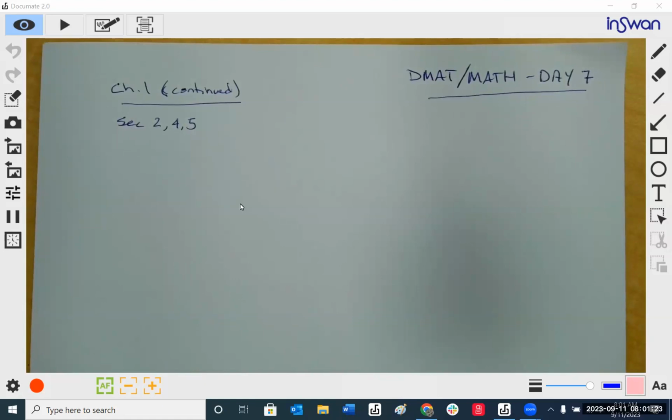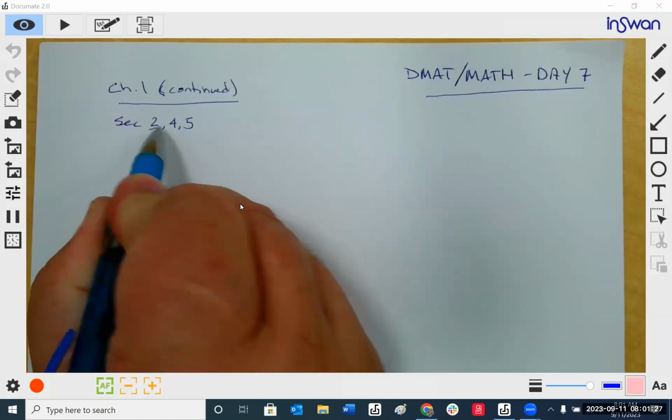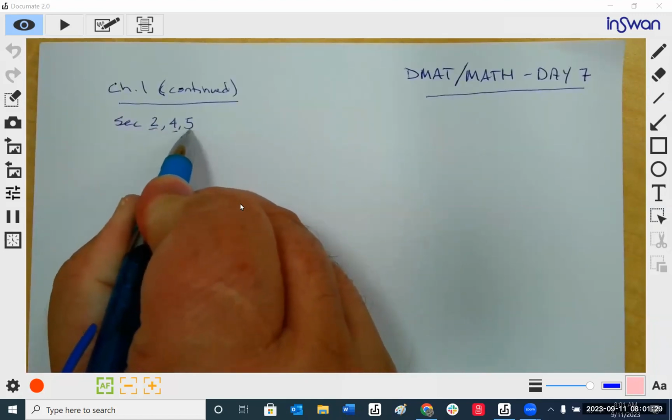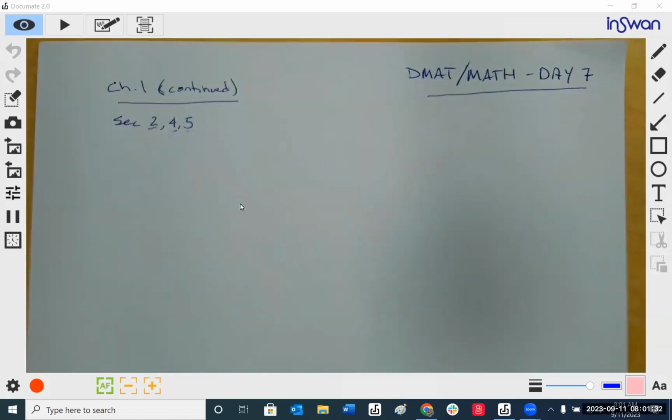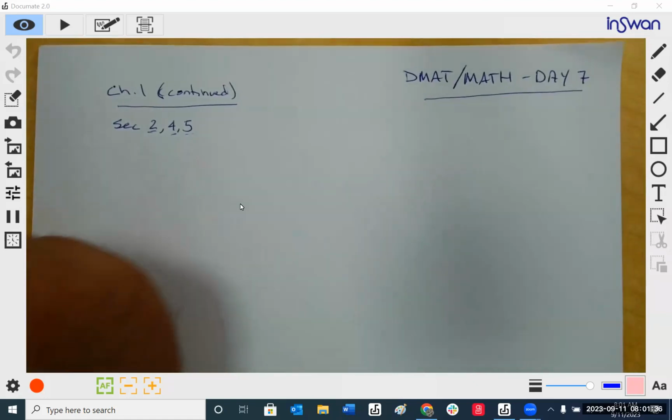So that's what we did, sections 1 and section 3. Today we're going to cover 2, 4, and we'll try to get to 5. If we don't finish 5 today, we'll finish the chapter next time. And then chapter 1 will be done.